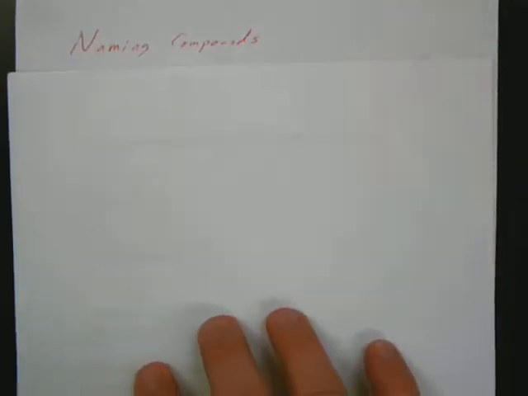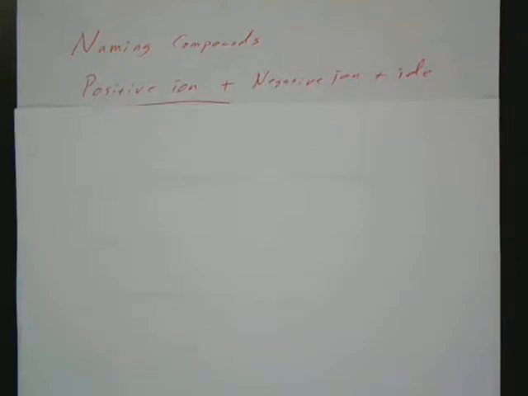Okay, everybody have those? Okay, first thing, naming compounds. In order to name a compound, it is very, very simple. You take the positive ion plus the negative ion and put IDE at the end. Positive is which side of the periodic table? The left side. So whichever one is on the left-hand side, we put it first.